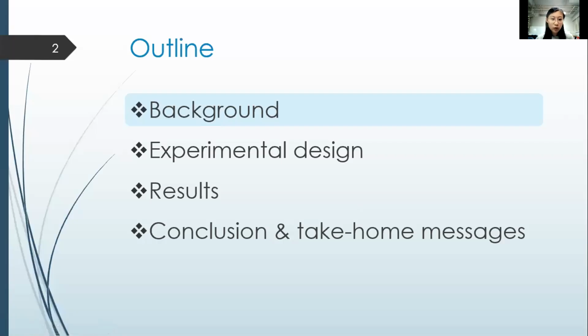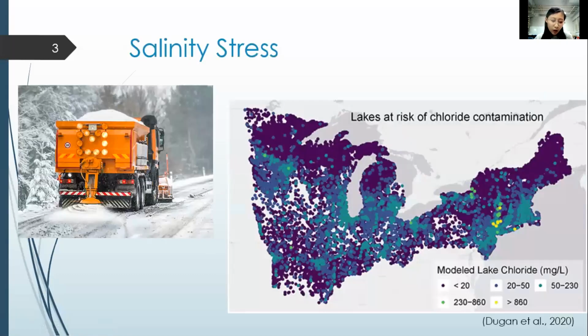So I'll start with some background information. Freshwater lakes are important resources, but they are being disturbed by stressors. And one of them is increased salinity in lakes. For North America, the application of road salt is a major contributor, and the main component of road salt is sodium chloride. So this figure here shows a predicted chloride concentration of over 40,000 lakes in 17-state area in the US. And we can see that there are lots of lakes that are predicted to have a chloride concentration of higher than 50 milligram per liter, or even much higher.